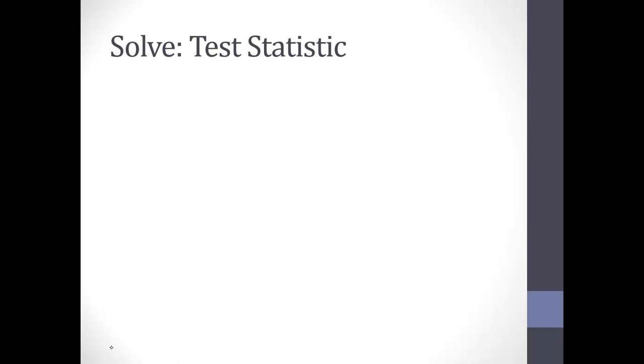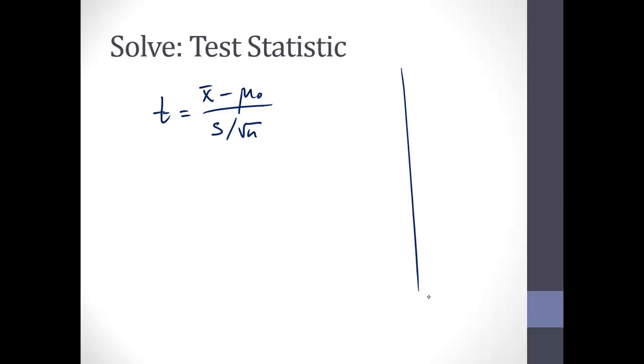Okay, so we've stated what our problem is. We've planned, we've written out our hypotheses, and we have made sure we can use these procedures. Since we can, we move on to the solve step here. The first thing is going to be the test statistic. Remember, our t is going to be equal to x bar minus mu 0 divided by s over the square root of n. So let's quickly jot down what all of these things are, and then we can just plug them into our equation and go.